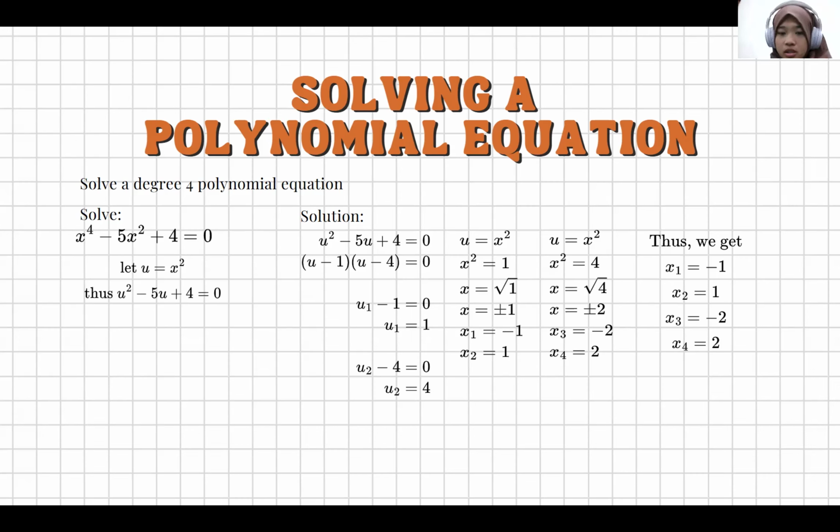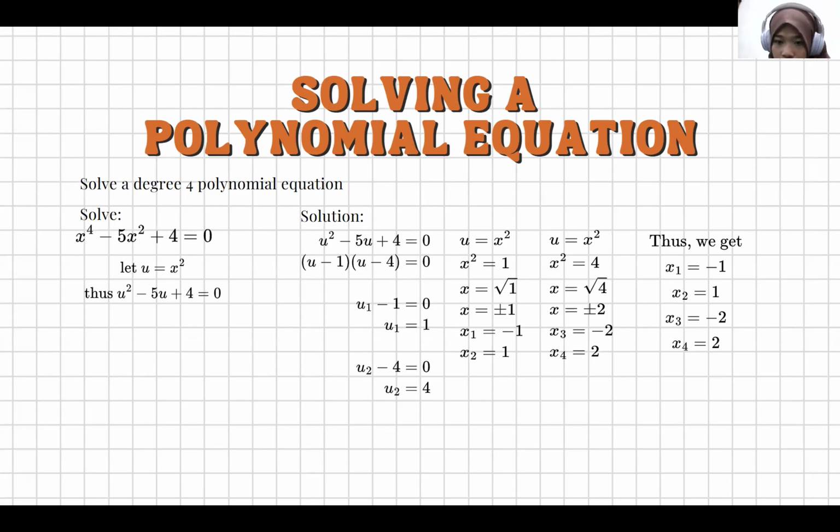So we got u is equal to x squared. So we got x squared is equal to 1. And x is equal to the square root of 1. So we got x is equal to plus or minus 1: the first root is negative 1, and the second one is 1.